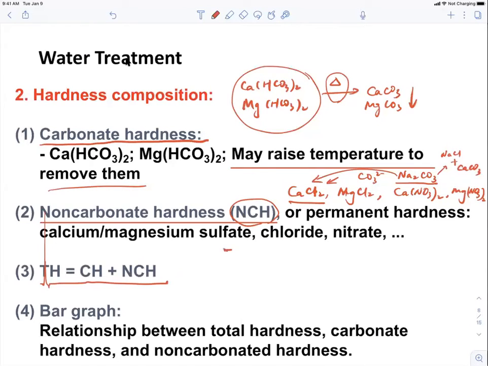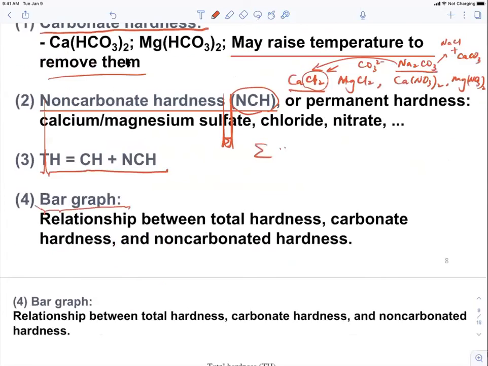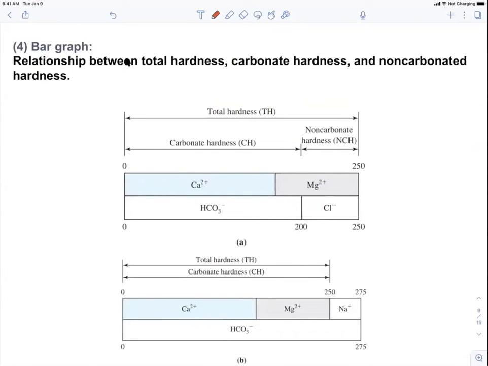Because finally it's the summation of all the polyvalent ions, right? So it doesn't matter whether they're shown in the state of bicarbonate ions or they're shown in the state of chloride ions. So that's why people created this bar graph to show what is the relationship between the carbonate hardness and non-carbonate hardness.